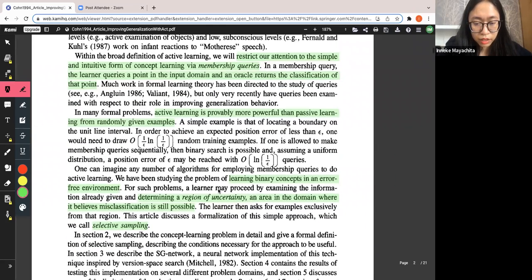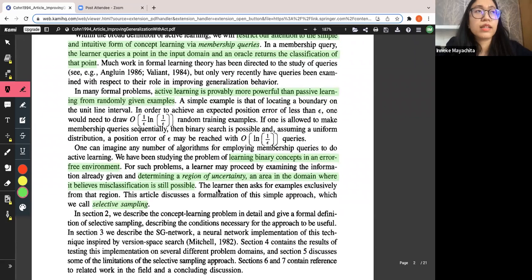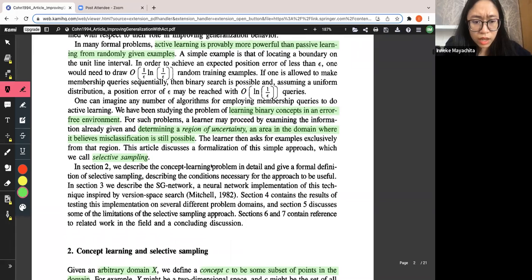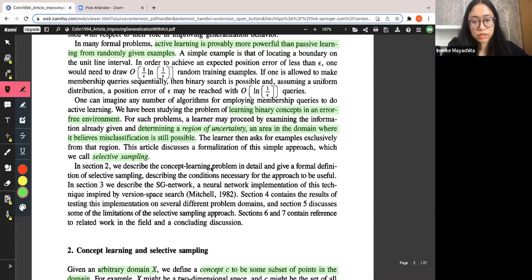Basically, with active learning, we restrict the domain where we sample our examples. So theoretically it will have a lower complexity, just because we restrict the size of the domain where we sample the examples. They also mention one simple approach to do active learning, which they call selective sampling.